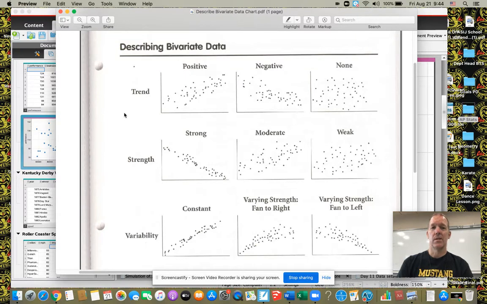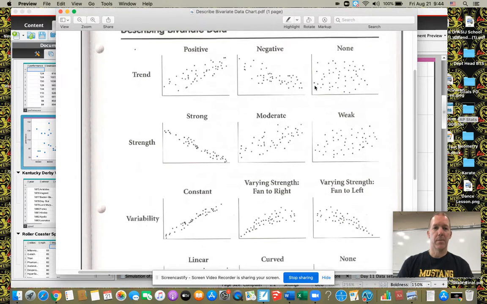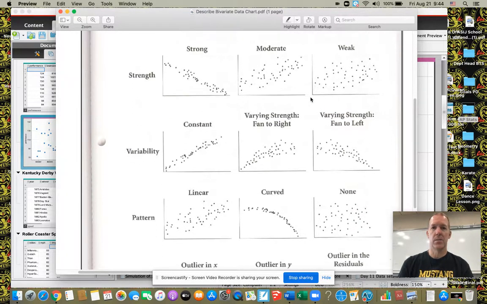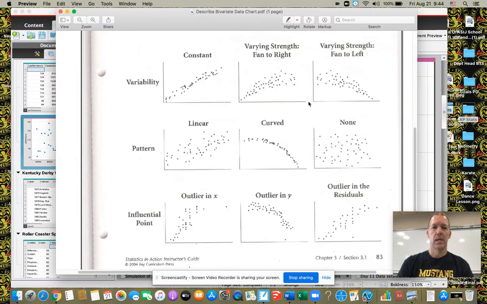So the center of that, you're just trying to say, is it a positive trend, which is, it goes up? Is it a negative trend? It goes down? Or is there no trend at all? So that is the same thing as your center. What's the pattern doing? As your x value gets larger and larger, is your y value also getting larger? Or as your x value gets larger and larger, is your y value getting smaller?